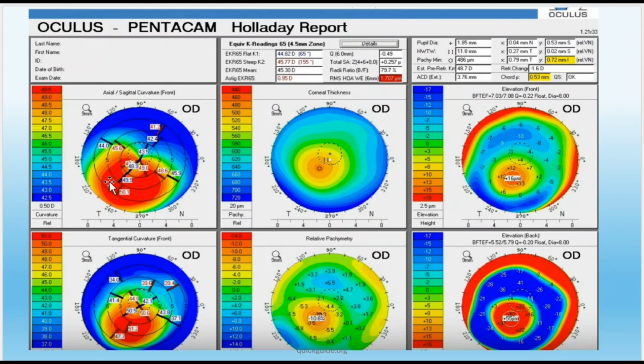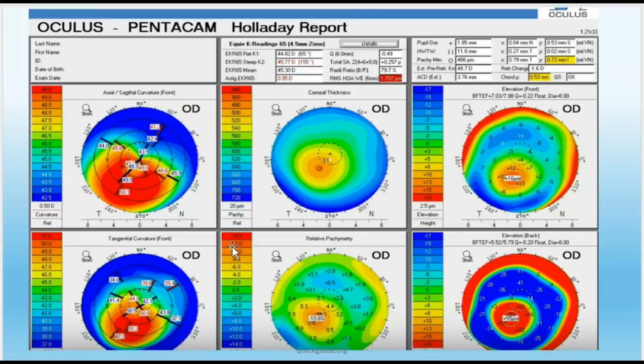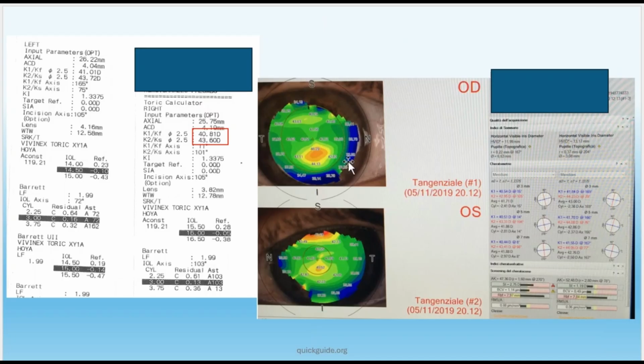What I'm trying to say is that by seeing the sagittal curvature, the axial curvature here, you can identify that this patient actually has an irregular cornea. But what if you did not have this Pentacam? What if you do not have a topography machine? Then these are the small subtle signs that you need to see to identify that this patient has an irregular astigmatism. Similar is this case here.